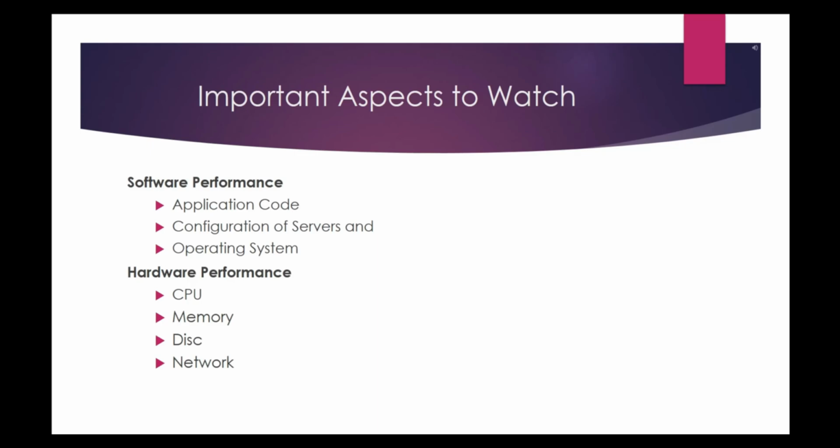Here is the list of important aspects to watch for whenever our tests are being executed. From the software performance side, we need to look at the application code. In case if you are not a developer, we can speak to the relevant stakeholders and have the latest code deployed into our testing environment. Secondly, we need to look at the configuration of servers and operating systems. From the hardware performance perspective, we need to look at CPU, memory, disk utilization, and network statistics.